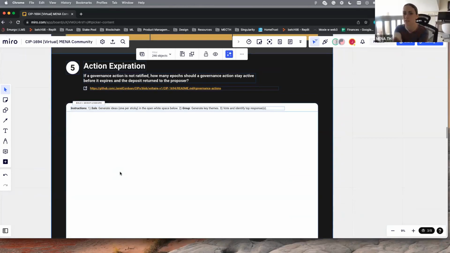So if your governance action didn't go through, how long should it stay active before it expires and you get your deposit back? From my understanding of this question, it's about how we stop a person from resubmitting continuously. What do you think is fair enough?